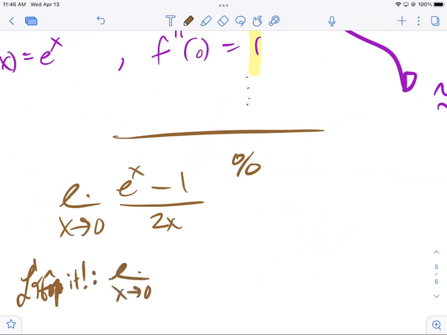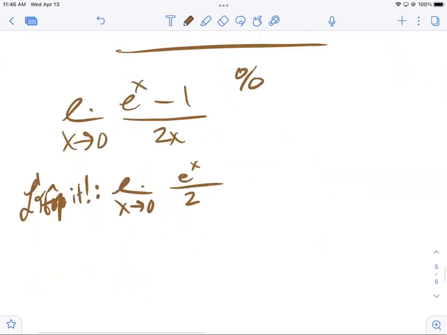Limit as x goes to 0. Sorry, I amused myself right there. That's kind of self-indulgent. I apologize. The derivative of the top, what's the derivative of e to the x minus 1? e to the x minus 0. And the derivative of the bottom, 2x, is 2. Now we use direct substitution. We get e to the 0, which is 1, over 2, and presto, magic.